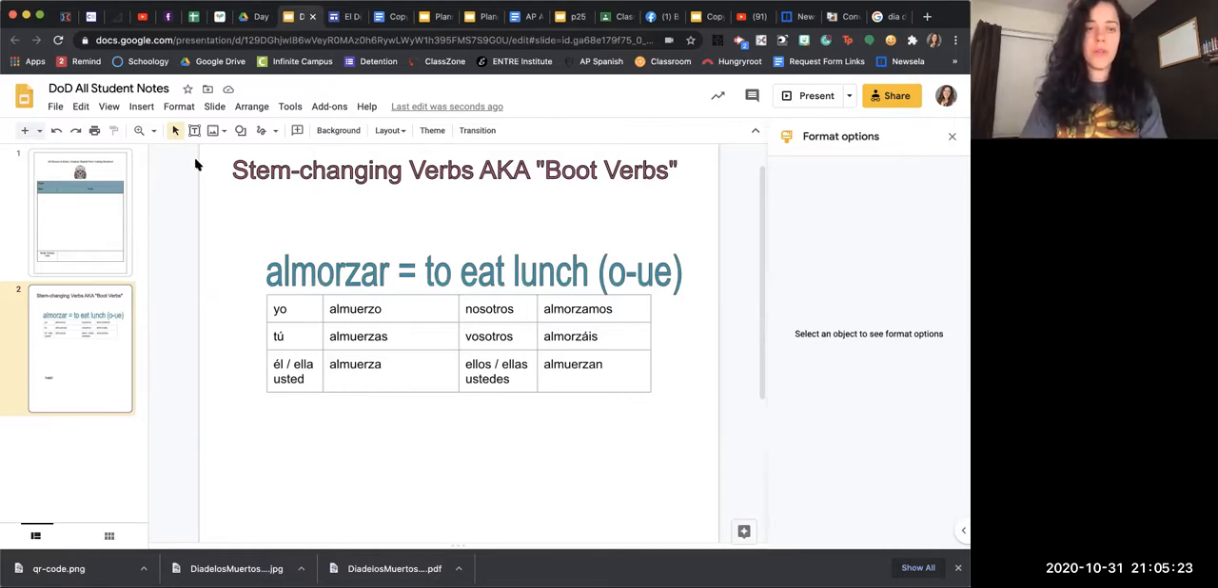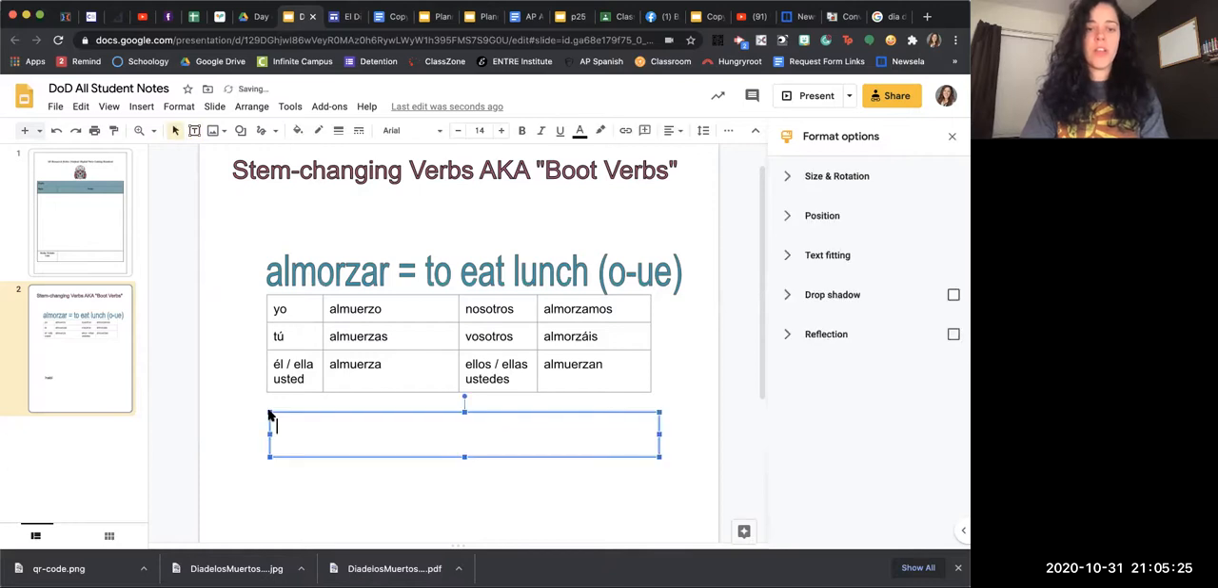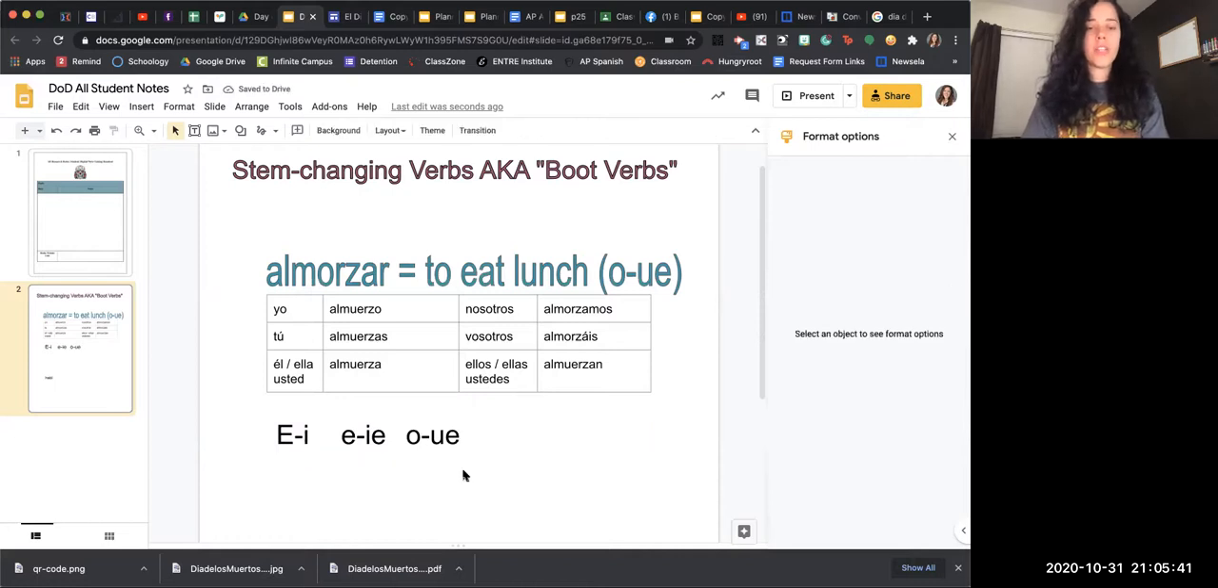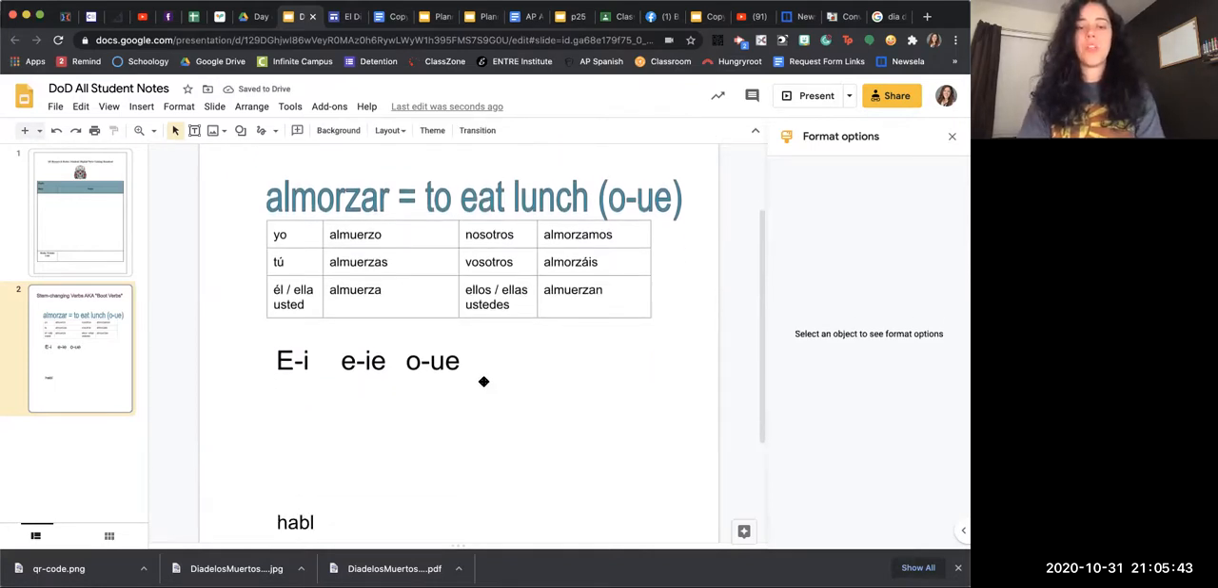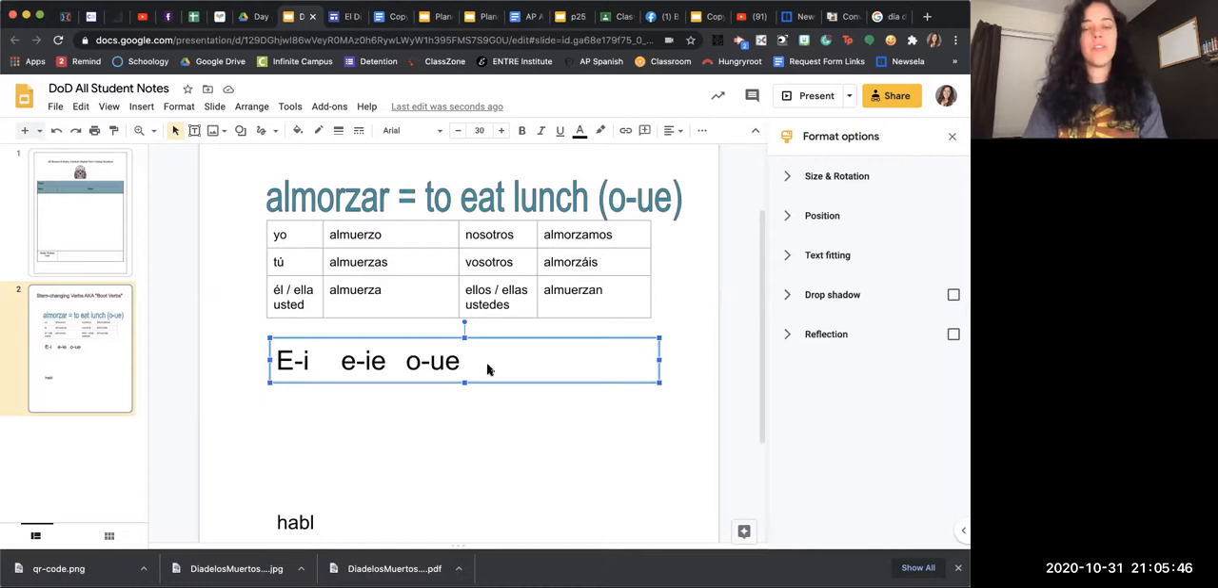Let me see if I can type. Let me go to text box. So you got, let me make this font a little bigger. E to I, okay, E to IE, and O to UE. There are other stems, but they are not very common. You don't use them a lot. These are the three main ones that you have to know. Change E to I, change E to IE, and change O to UE.